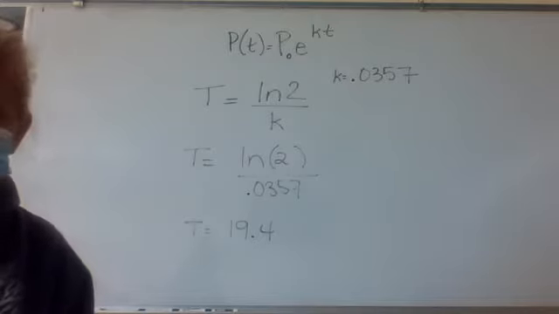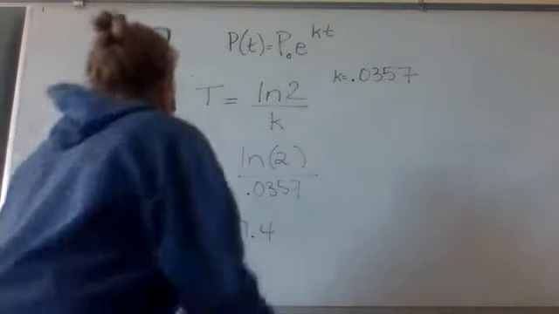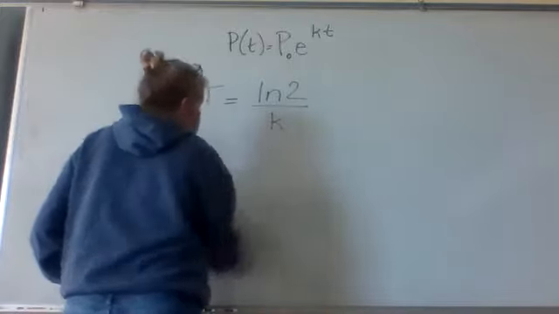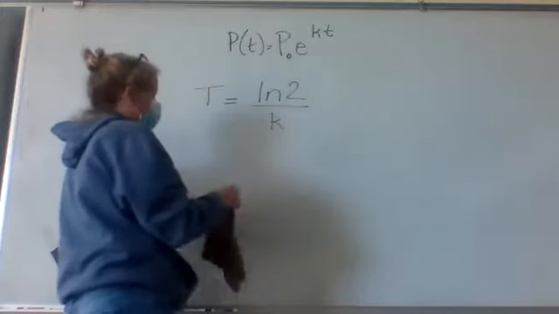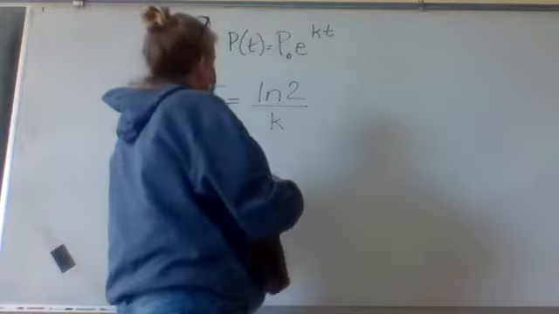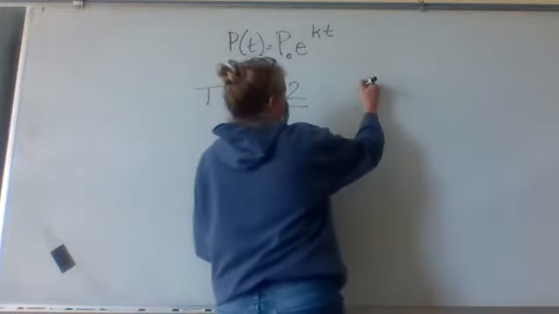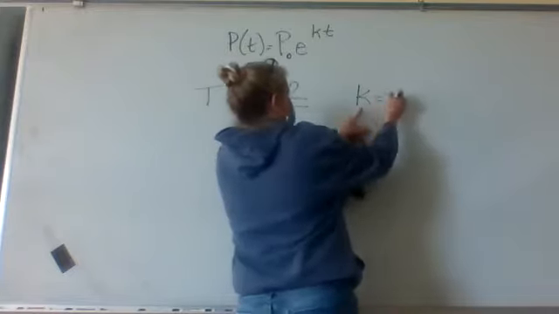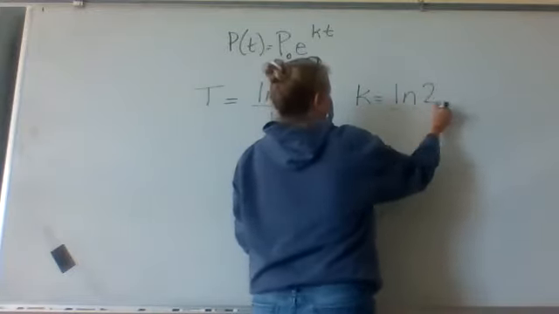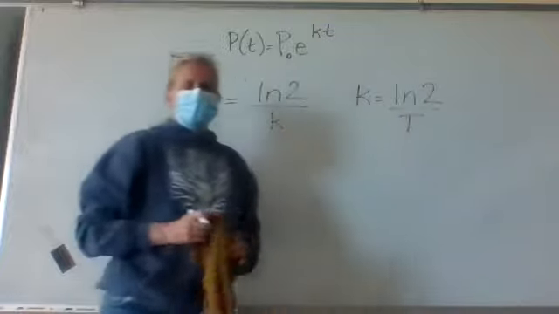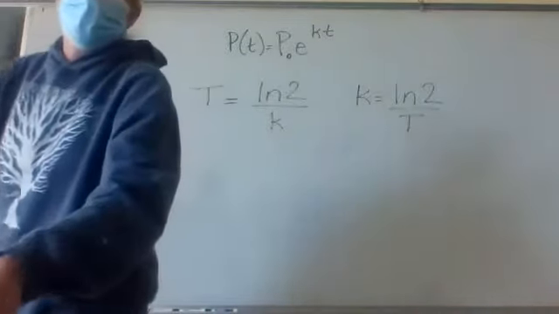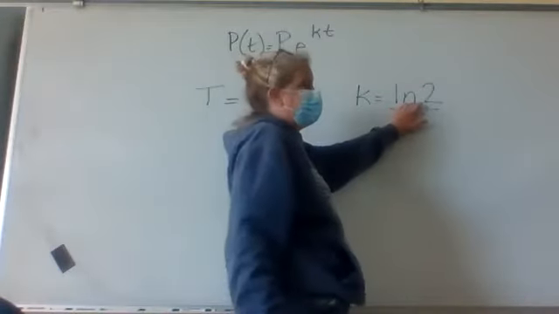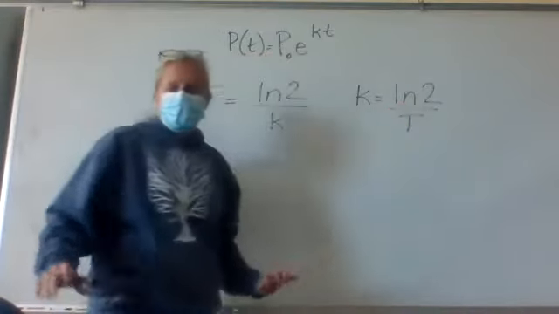All right, number 2. So that's the doubling time. As long as we know the rate, we can figure out the doubling time. You can also figure out the rate if you know the doubling time. That's the formula for that. The rate is going to be equal to ln 2 over the doubling time.